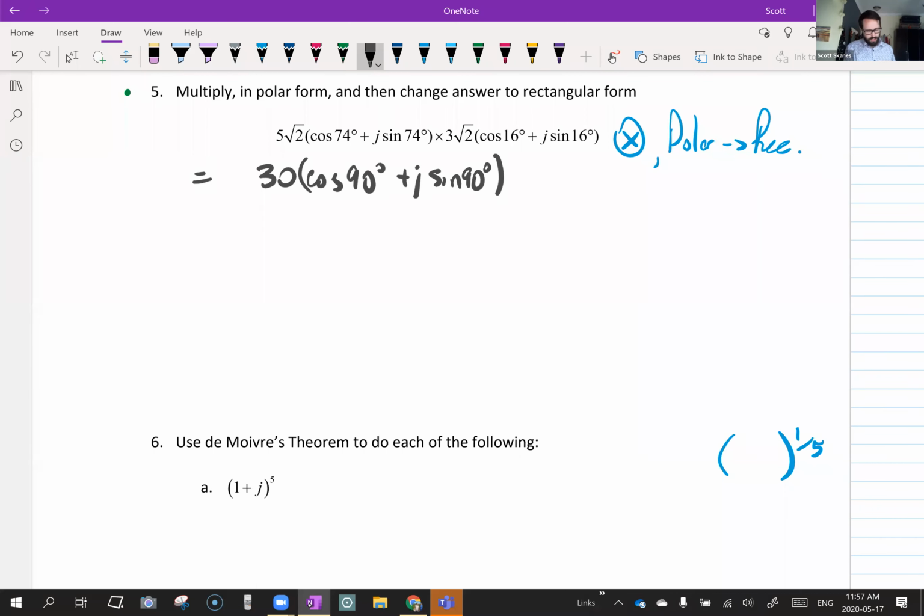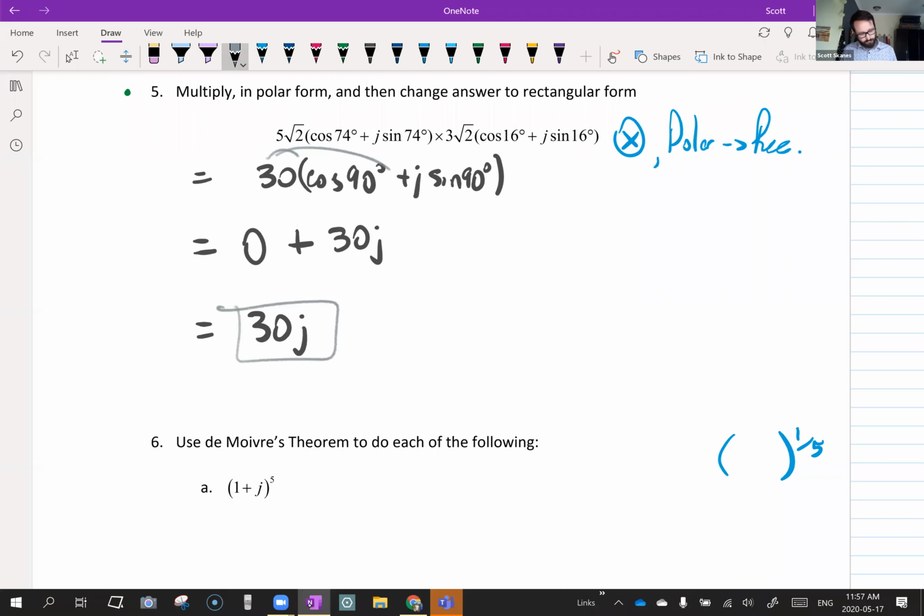And then it wants rectangular form, which just means open it. What's 30 cos of 90? That's 0. What's 30 sine of 90? That's 30. So really the final answer is 30j. That'll be a nice multiple choice because they don't actually take that much work. And again, if you ever need me to stop or slow down, go over it again, I will. I'm trying to get as much time to it.